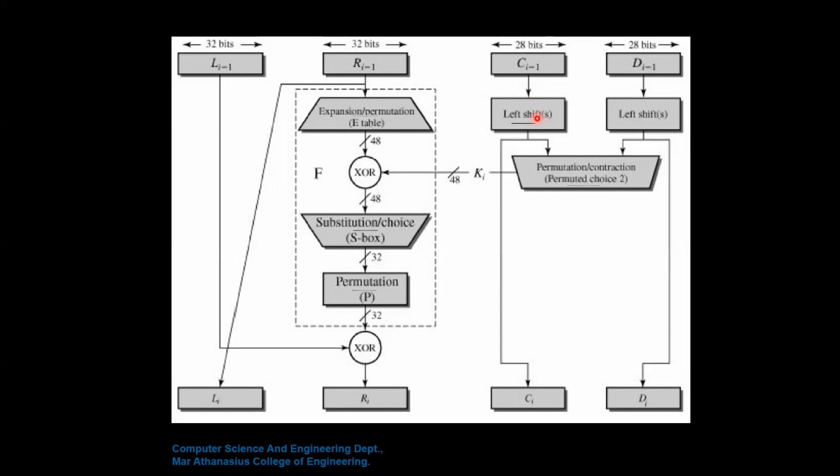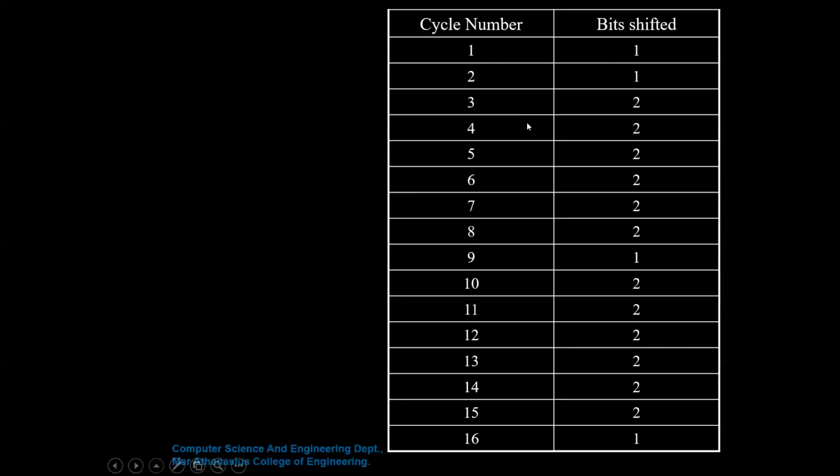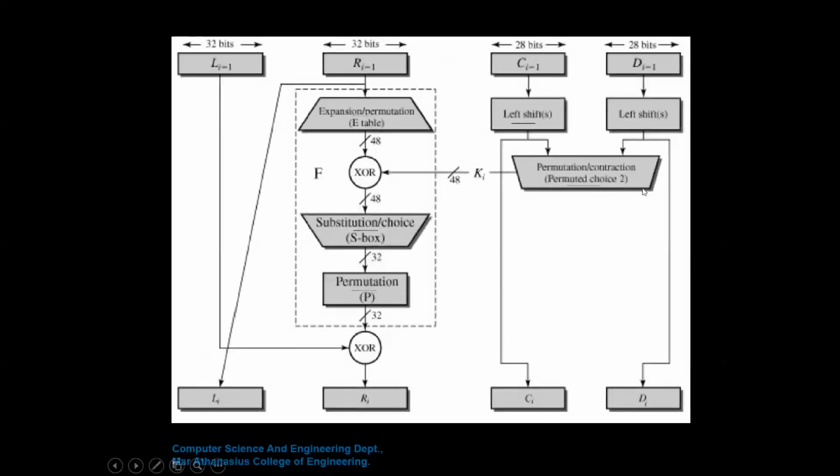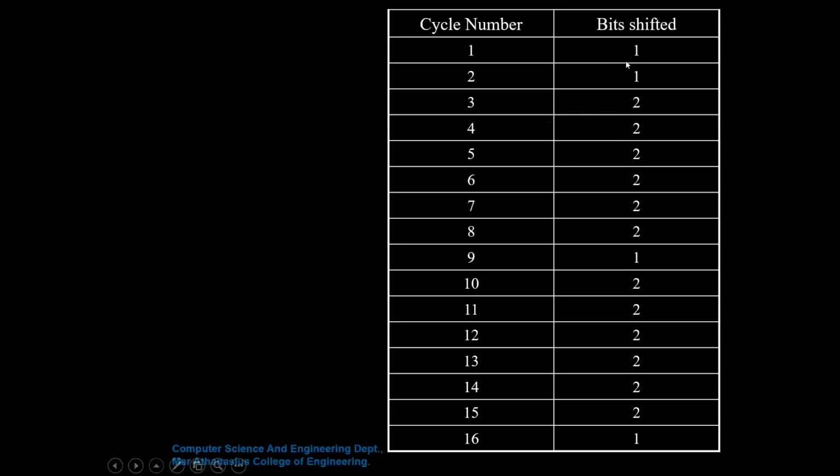How many bit positions have to be rotated left depends on a particular table. Let's see the table here. If you are going to generate the subkey for round number 1, the number of bits we need to shift is 1. That is, I need to shift 1 bit to the left if this key generation algorithm is for cycle 1, which means I is 1. If it is for round number 5, I need to shift 2 bits to the left.